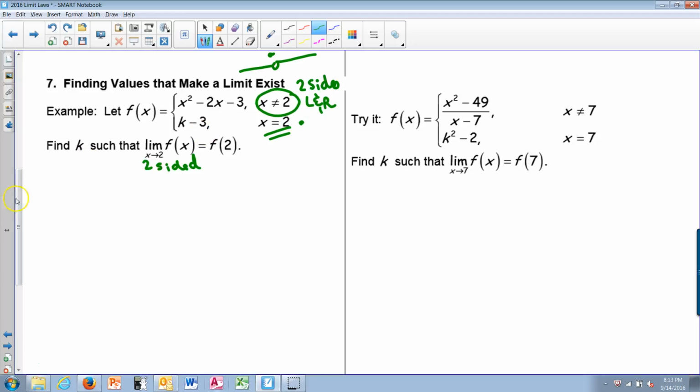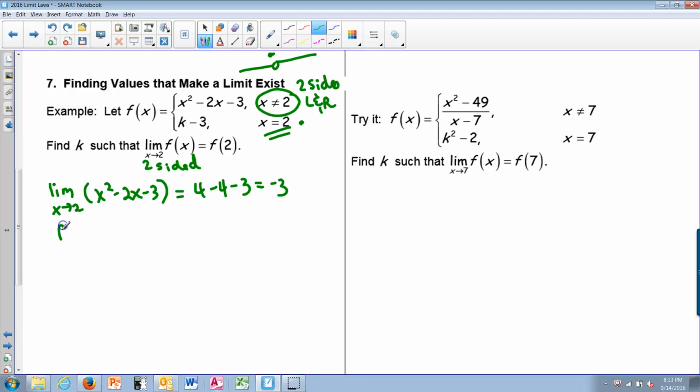Now, that means that we can skip doing the left separate from the right and simply say that our two sides of x equals 2, or x approaches 2, both use x squared minus 2x minus 3. That means that we can simply substitute in, since there's no denominator, and get 4 minus 3, which is negative 3.